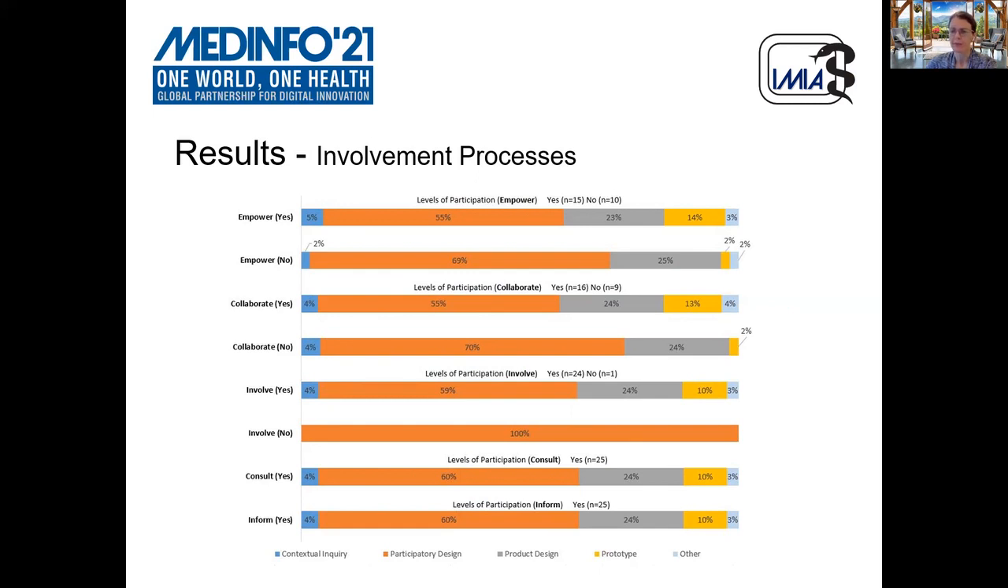Now, this becomes much more distinct when we compare the utilization of processes in the 10 studies that were classified as level 5, empower, no, versus the 15 studies classified as empower, yes, as we see a decrease in participatory design from 69% to 55%, and an increase in functional prototypes from 2% to 14%.